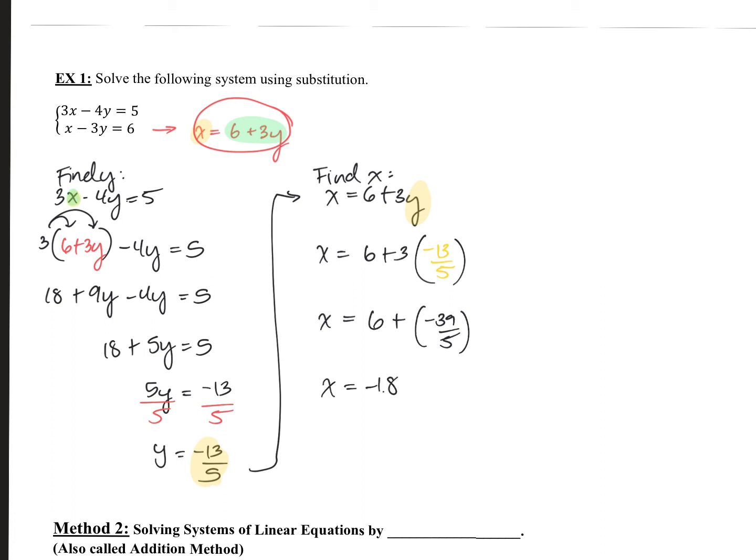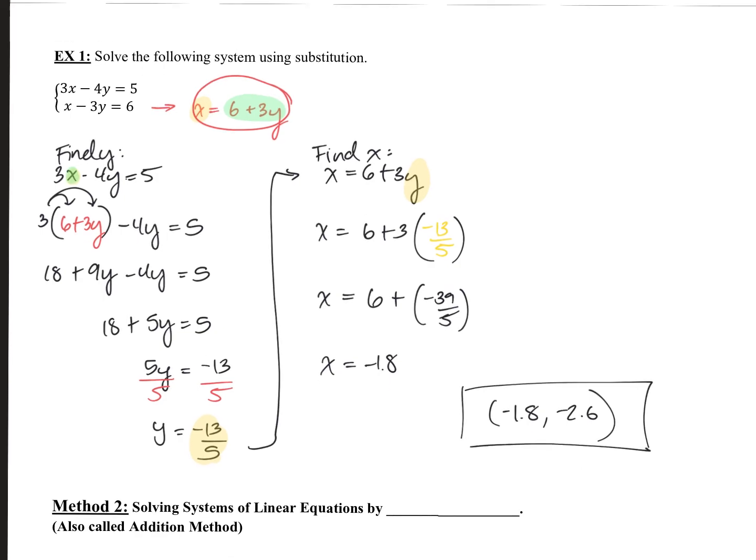Now remember, this is a system, so our answer should be in the point form, coordinate notation. So negative 1.8, and negative 13 over 5 is actually the same as negative 2.6. So I'll go ahead and change that, might as well, to a decimal, so negative 2.6. And there we have our answer. Once again, you should answer in coordinate form.